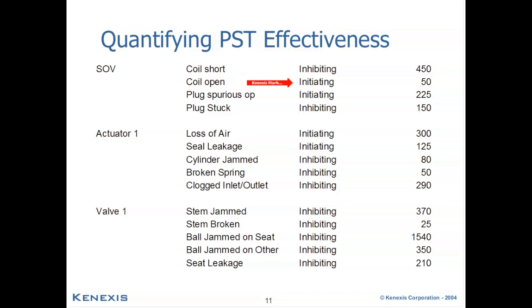You can have an open circuit in the coil, which is going to be a safe failure. That's going to cause everything to go to the safe state. Your SOV plug or your plunger can spuriously move, which would be safe, or it could get stuck, and that would be a dangerous failure. Similarly, the other failure modes that we're concerned with in the actuator: loss of air, seal leakage, jammed cylinder, broken springs, clogged inlet and outlet. And with the valves, jammed stems, broken stems, ball jammed on the seat, ball jammed on other, and seat leakage.